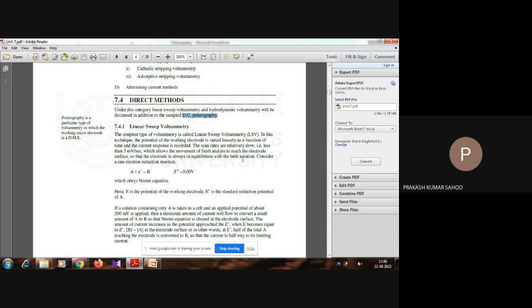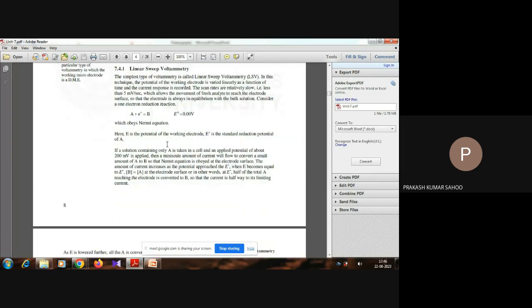So this is very much a simple technique, in which there will be a steady or linear flow of the analyte to reach the electrode, and here the potential of the electrode is linearly varied as a function of time and current.